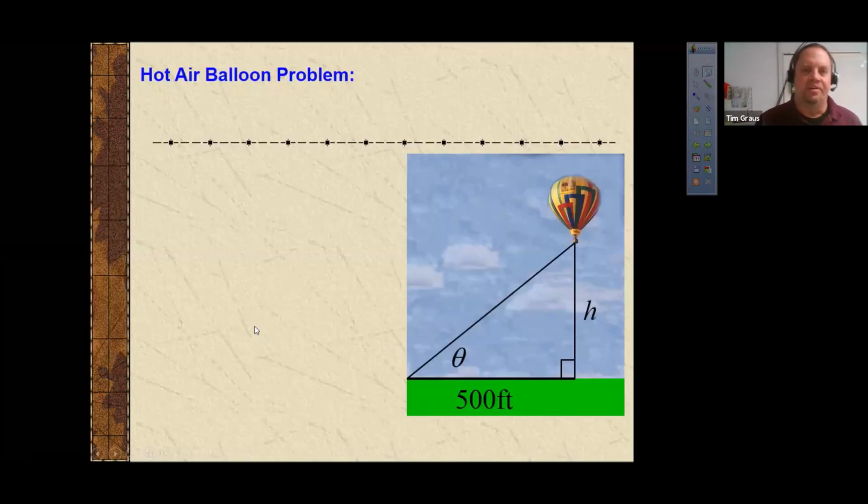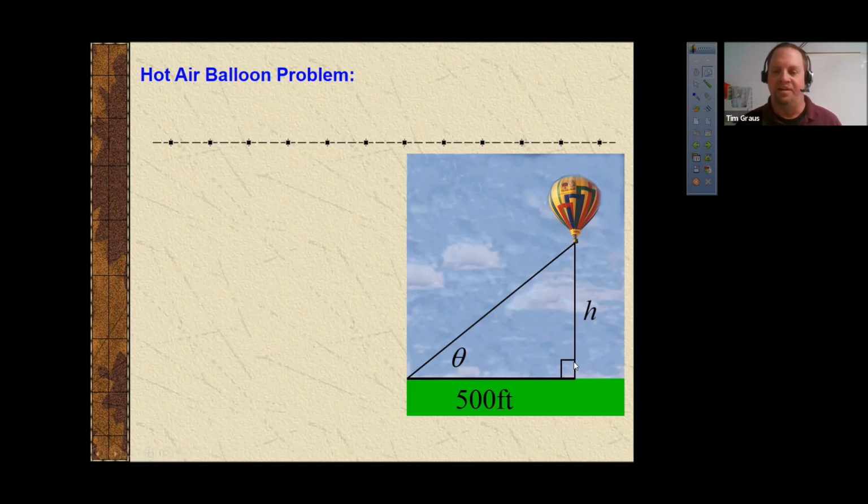Here's another example to consider, the hot air balloon problem. Suppose a hot air balloon is rising up into the air, and we are standing right here 500 feet away from the launch point of the hot air balloon. Now, as that hot air balloon rises, we'll have to tilt our heads back farther and farther to get a view of the balloon. We'll tilt our heads at some angle, let's call it theta. Suppose we're given that theta is pi over 4. That's the same as 45 degrees, so our current angle that we're tilting our neck at is pi over 4.